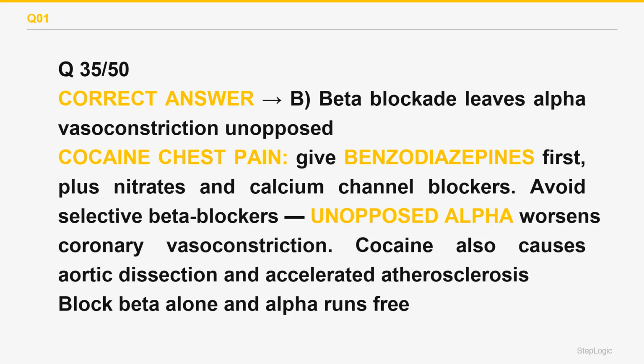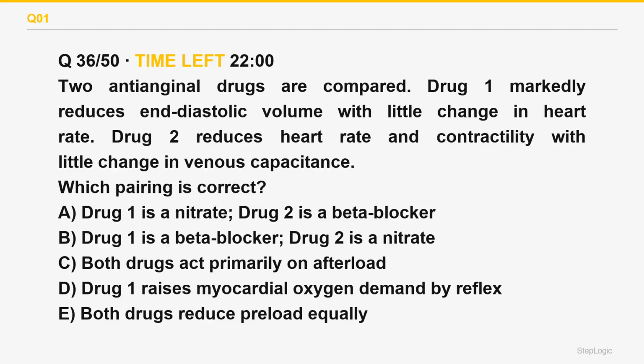The same unopposed alpha logic recurs in one other classic setting worth pairing with this one. A patient with pheochromocytoma must be alpha blocked with phenoxybenzamine before any beta blocker is introduced, for exactly the same reason. Choices A, C, and D describe effects that are either minor or physiologically incorrect in this context, and choice E is not the recognized interaction. If you see an adrenergic crisis, remember to block alpha before beta, or block neither.